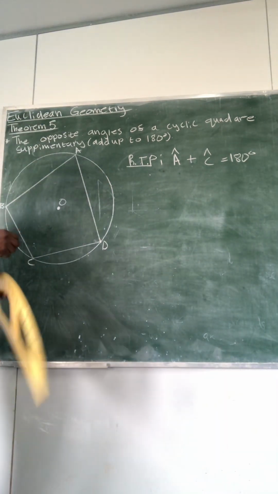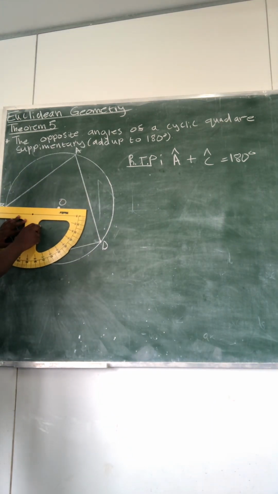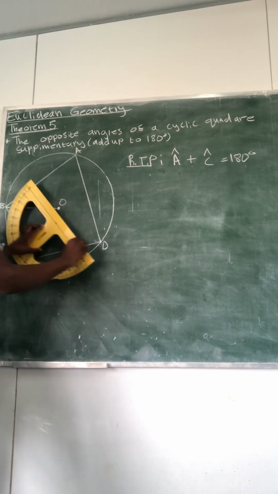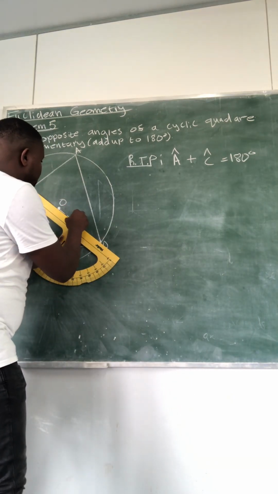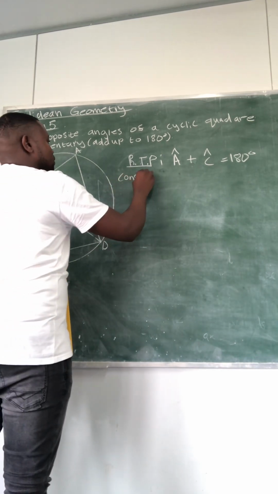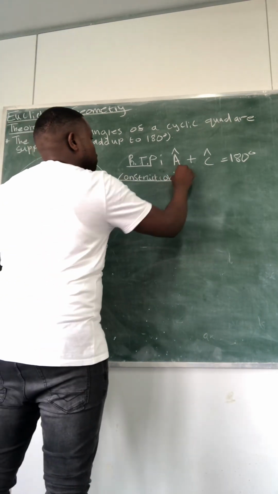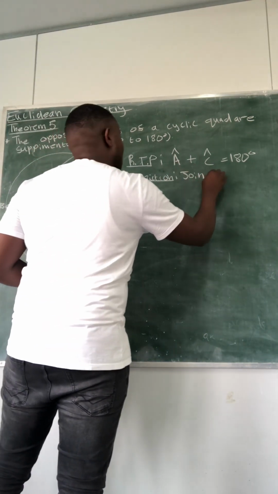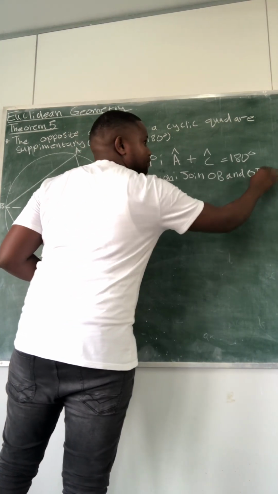So this is the construction that we are going to do. We are going to join radius BO as well as radius OD. So our construction was to join OB and OD. Okay?